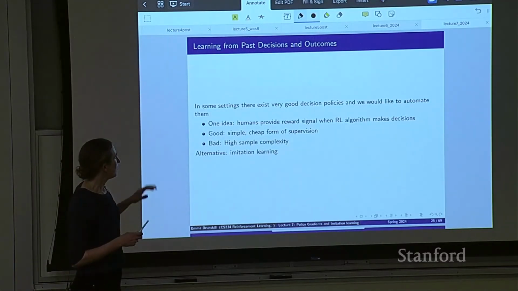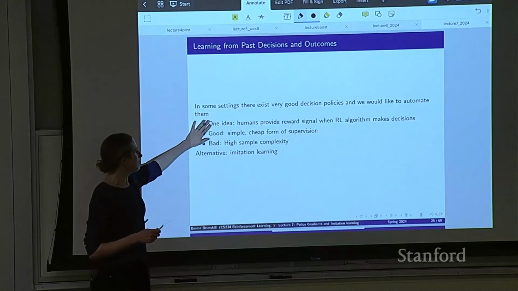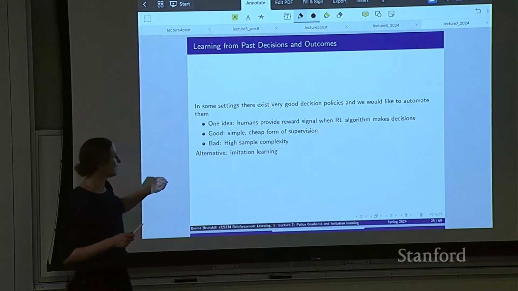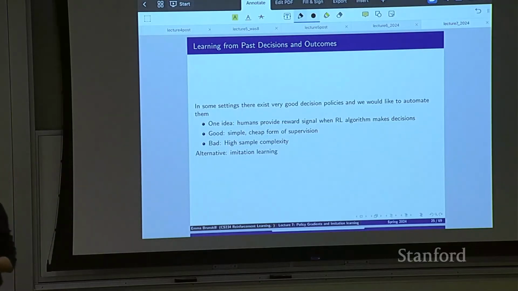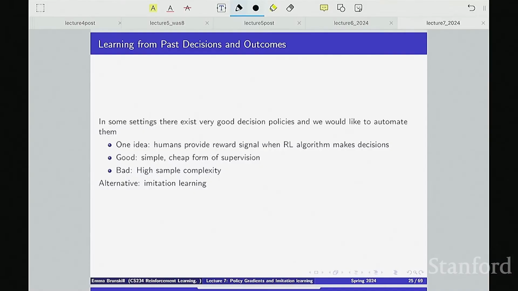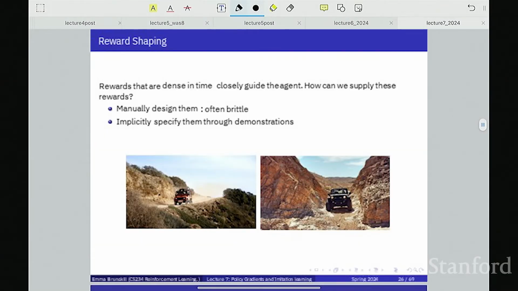Now, one thing you could do instead is to have a human in the loop, but that's going to be pretty expensive. So the hope would be that instead we could just use the demonstrations people are already doing, and that might be much more reasonable in terms of people's time. So maybe we're going to just look directly at demonstrations, and that means we're not going to need to have anybody label things.